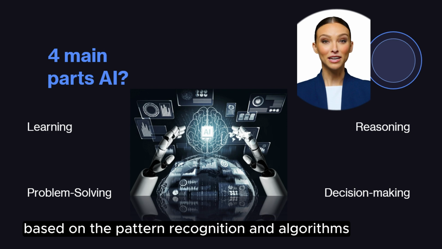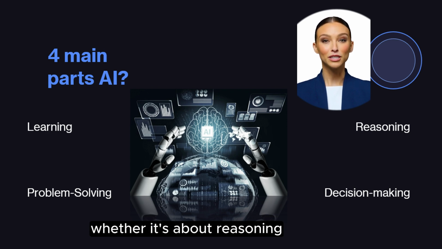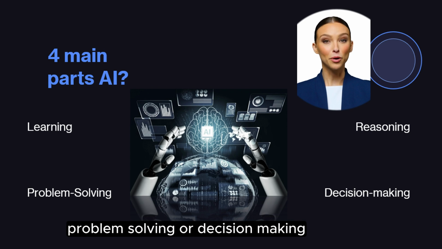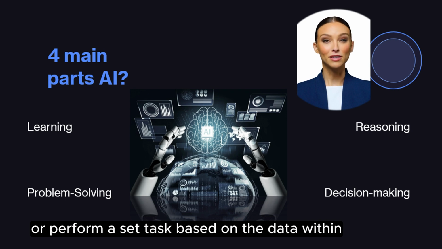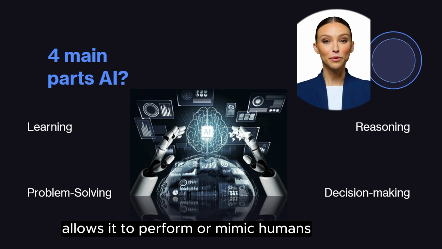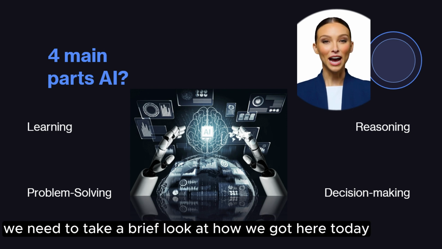Based on pattern recognition and algorithms, the AI system is designed so that whether it's reasoning, problem-solving, or decision-making, the ability to sort through the data within and reach a desired result or perform a set task allows it to perform or mimic humans. Before we look any further into the depths of AI, we need to take a brief look at how we got here today.